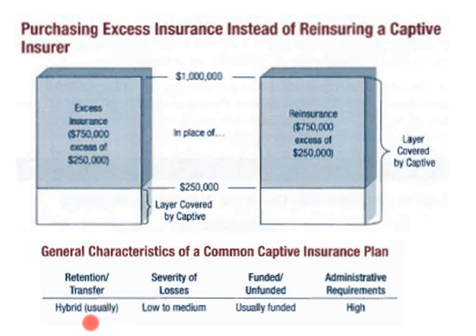Under the characteristics of what they talk about, a common captive plan is going to be hybrid. What hybrid means is retention and transfer. You're retaining a certain amount of risk, and you're going to transfer some of that risk. And that transfer can be a transfer to essentially the reinsurance at some point. The types of losses that we're going to have under a captive are low to medium.